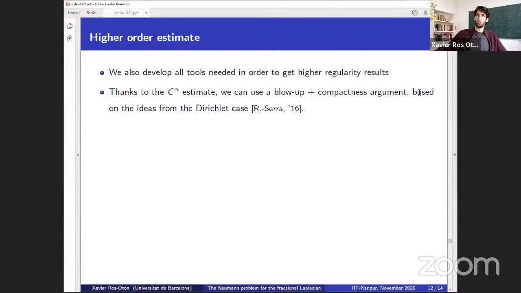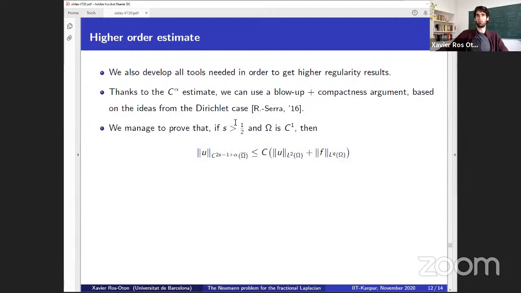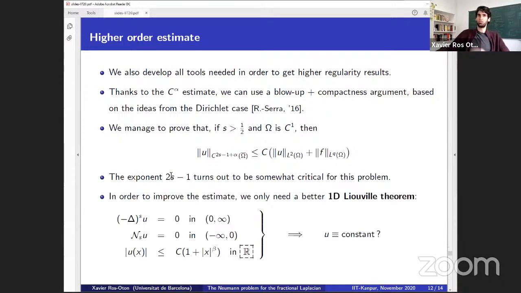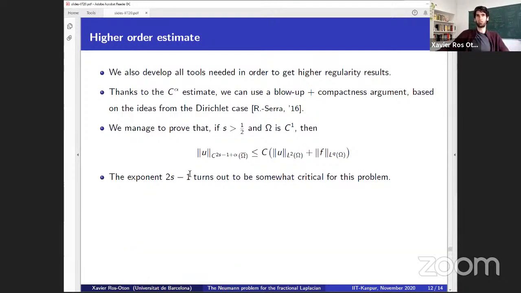So basically, we use a blow up and compactness argument based on my paper with Joaquim Serra in 2016, in which we studied higher order boundary regularity for the Dirichlet case. Using this approach, thanks to the C alpha estimate, what we managed to prove is that if s is bigger than 1/2 and omega is C1, then we get higher order regularity, in terms of 2s minus 1 plus alpha for some alpha positive. This exponent is somehow critical.